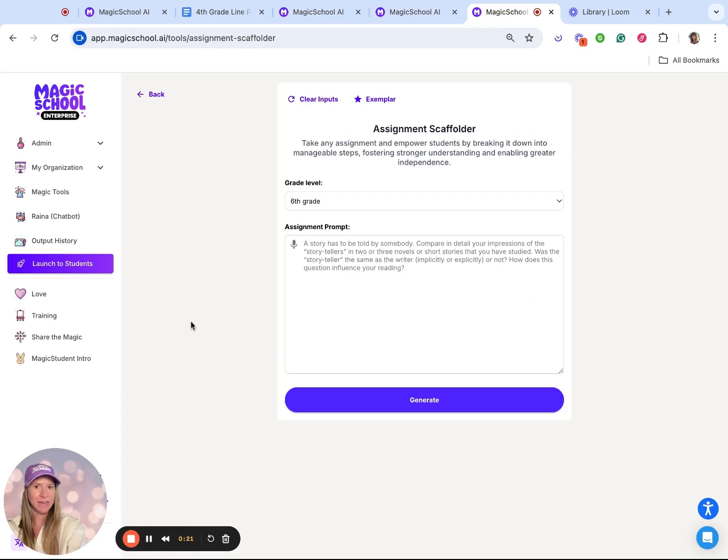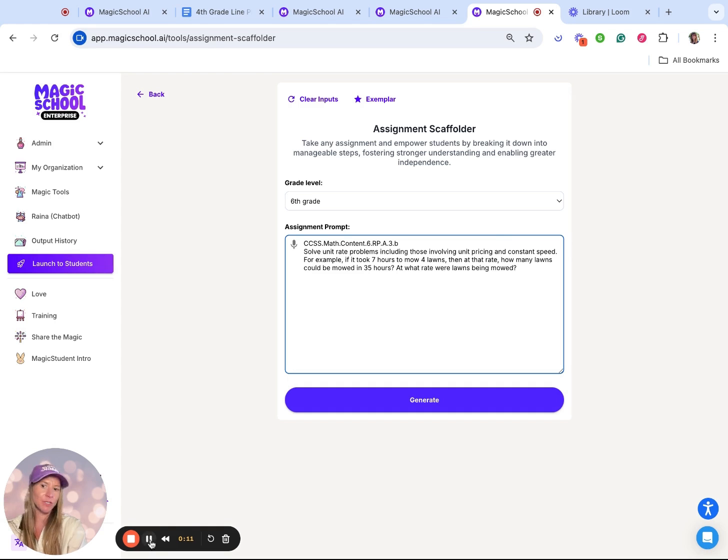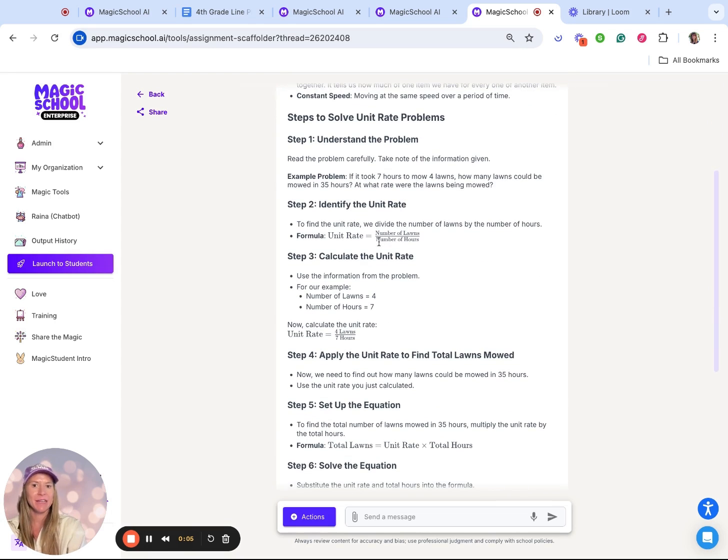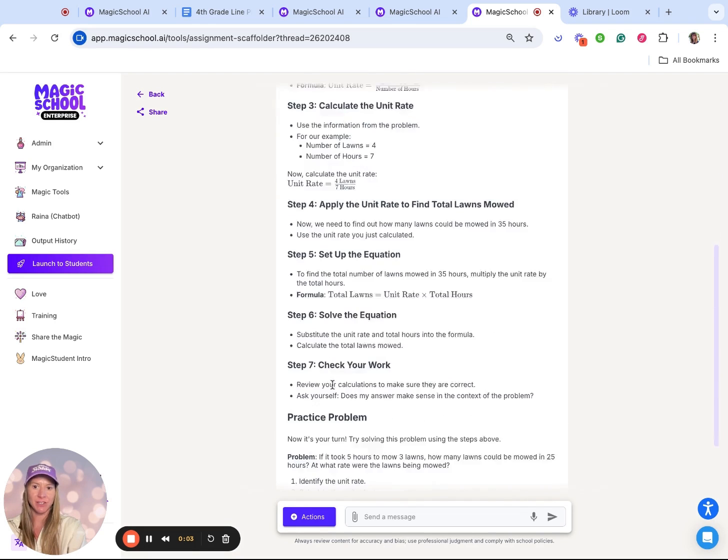Our final tool is going to be the assignment scaffolder, and I love this because it really breaks this down. I'm going to use the sixth grade standard, and it's going to be about using unit rate to proportionally transfer. In a matter of seconds, I have access to not only objective and vocabulary, but step-by-steps for my students and also practice problems.